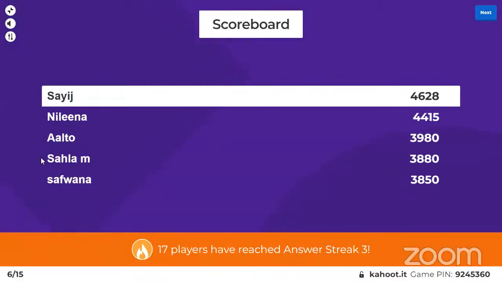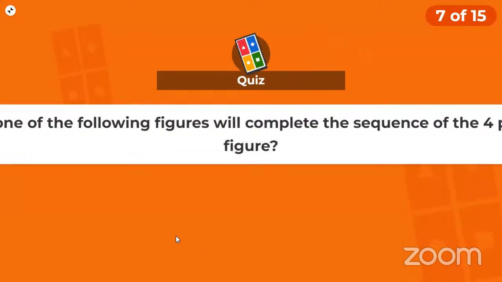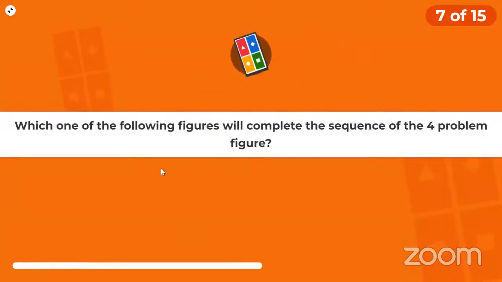No changes in the leaderboard, but there are changes in points. So Sai is still on top with 4628 points. Second spot goes to Nilina. Third spot goes to Alto. Fourth spot goes to Sahla. And fifth spot goes to Safwana. And 17 players have reached an answer streak of 3, 3 correct answers in a row. So, the seventh question.